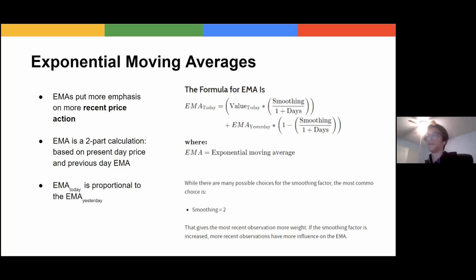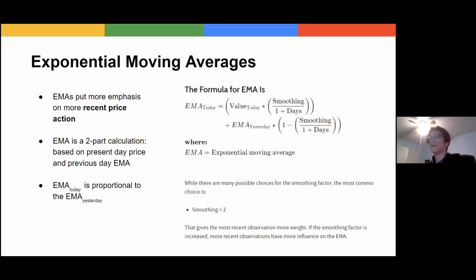The calculation for today's exponential moving average is based on two factors: the present day price as well as the previous day EMA. I'll use EMA as a shorthand for exponential moving average. The first part is calculated by multiplying the present day value with another factor, which is the smoothing value divided by the number of days, which is the same as the time period, plus 1.